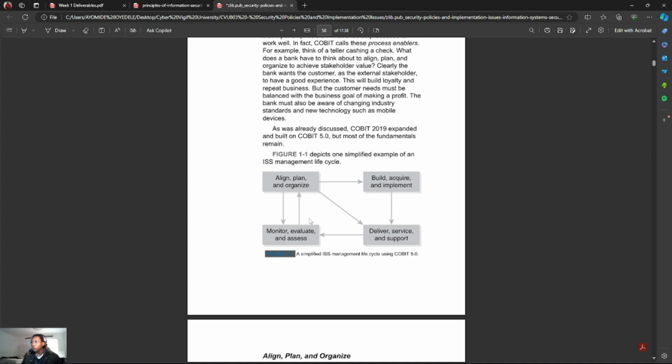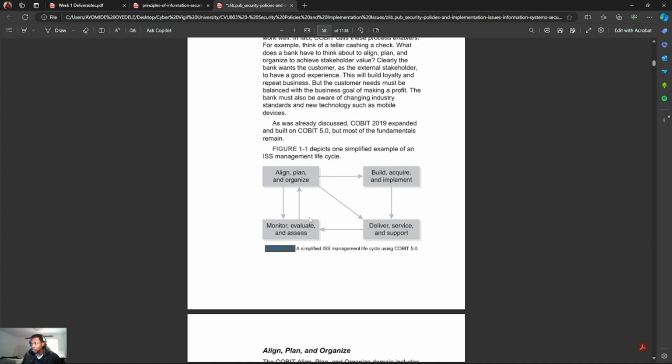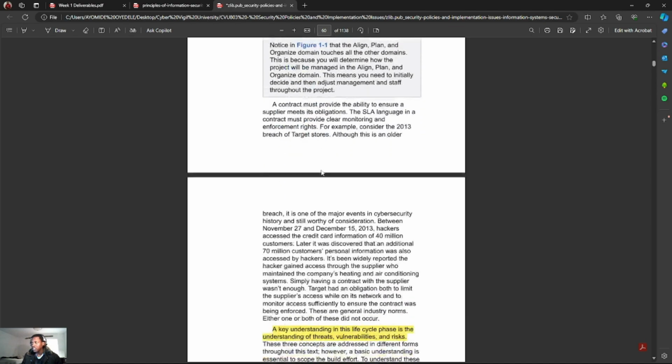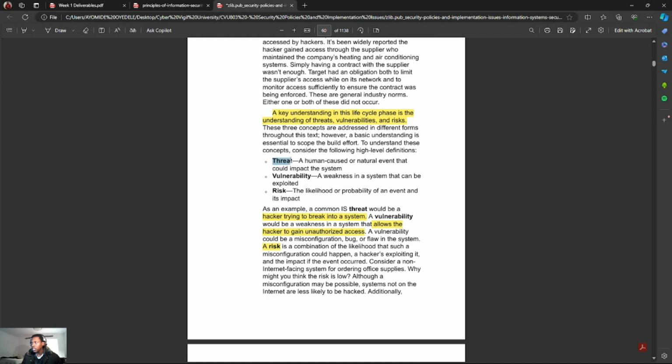Now, for the security policies and implementation issues when it comes to this management life cycle, you see that we are now looking at it from the management aspect. These are the three important concepts that we need to pay attention to, or I'll say the three pillars, because if you think about it, this is why we are putting down our policies: because of the threats, the vulnerabilities, and risk.